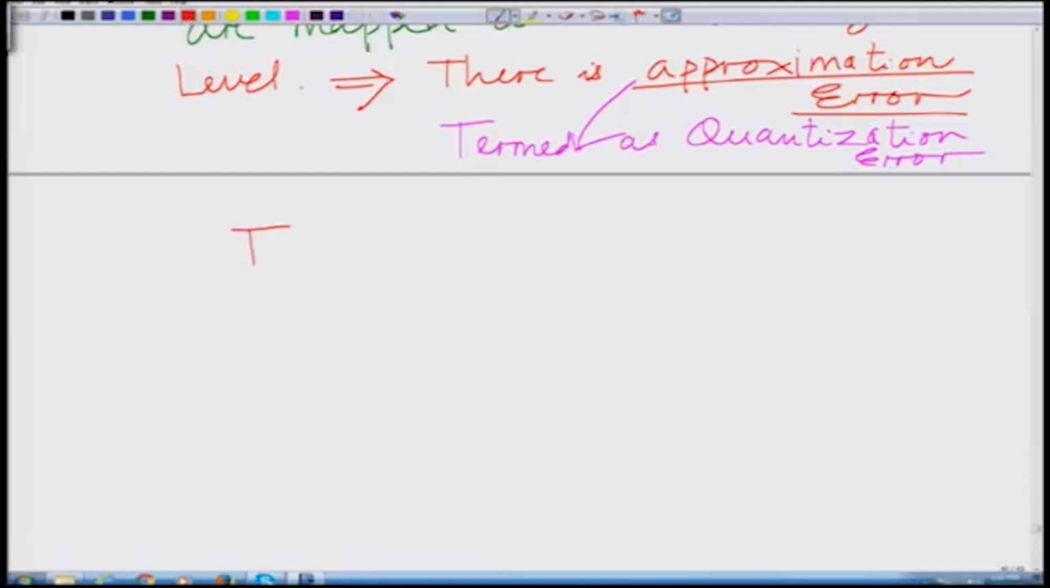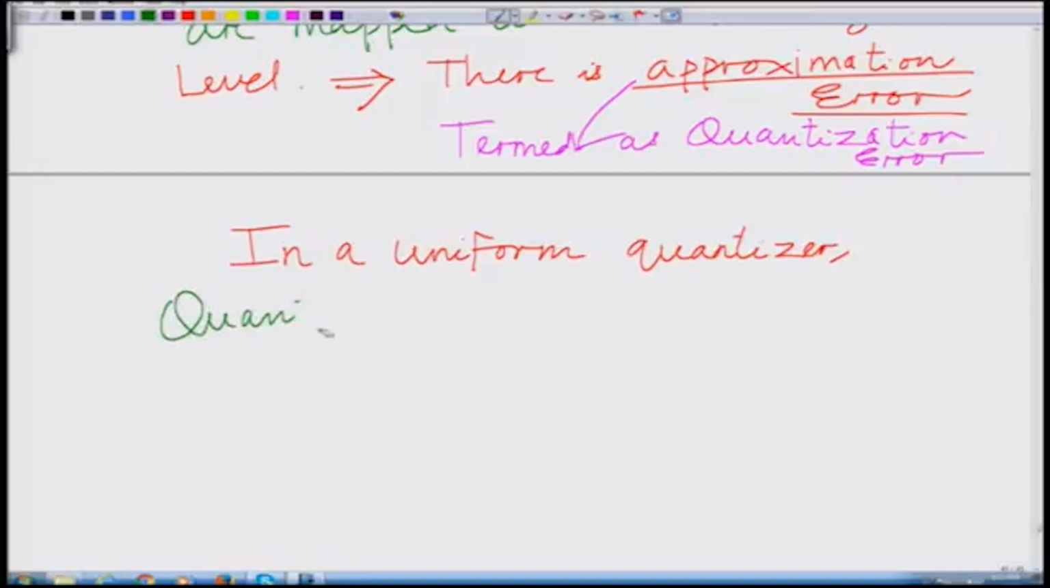So, basically you have a quantization error which spans, for every particular interval, from minus delta by 2 to delta by 2. So, in a uniform quantizer, the quantization error lies in minus delta by 2 to delta by 2, correct.